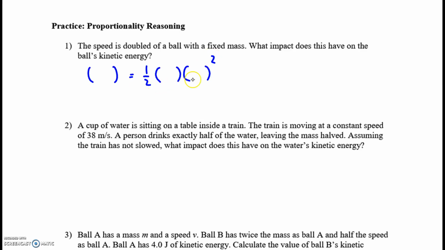So I need to know what to plug in, but they haven't told me. I'll just call the mass m, the speed v, and the kinetic energy KE. Then they say the speed is doubled and the mass is fixed. It stays the same. So the new scenario, we take the original speed v and we double it. We take the original mass m and it stays the same. It's fixed. And we have to find out what the new kinetic energy is. Well, I'll just call that KE2.